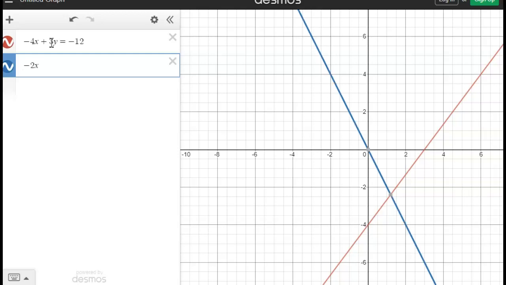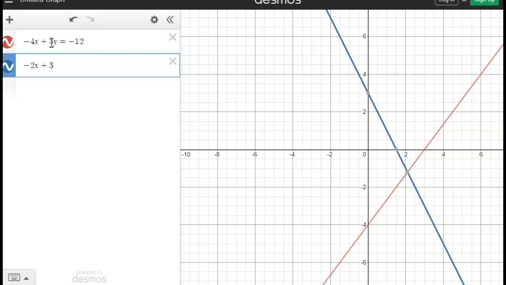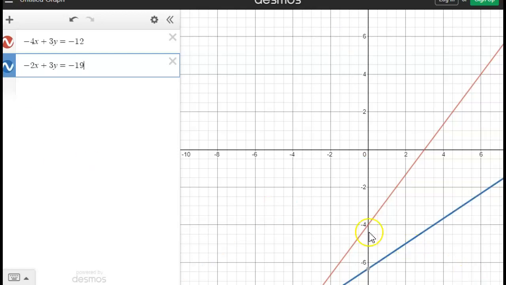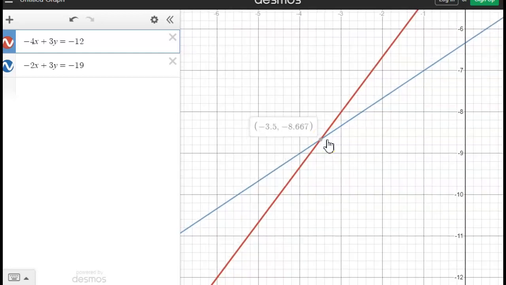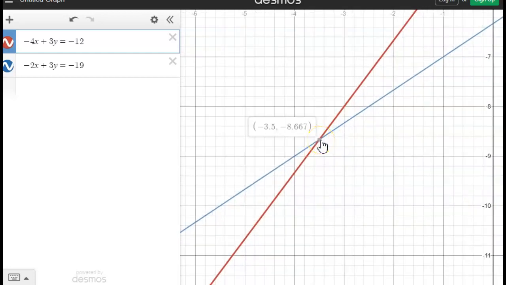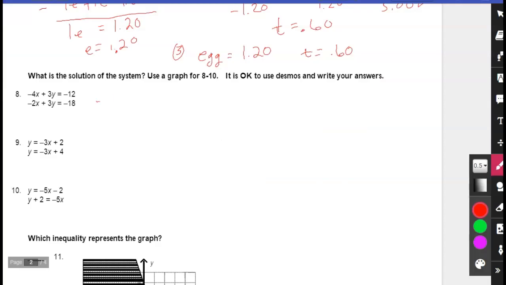And negative 2x plus 3y equals negative 18. So now you gotta move this around. If you click there, it'll give you the answer, which was negative 3.5. And then negative 8.667 is really 8 2/3.